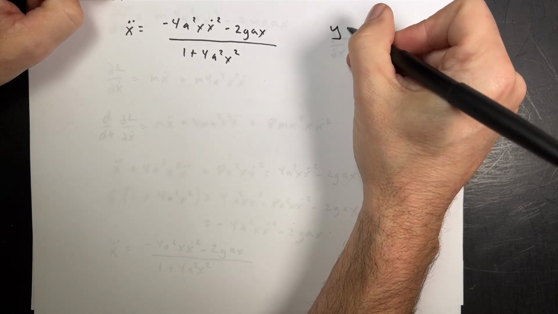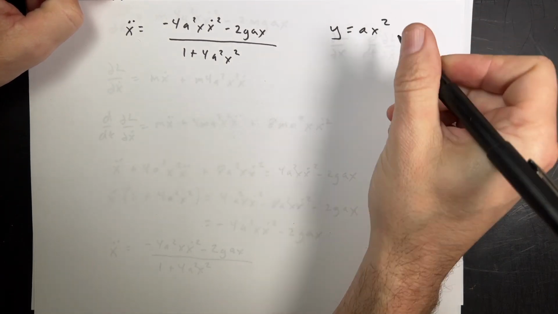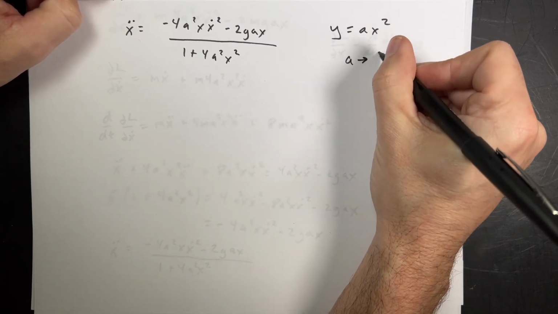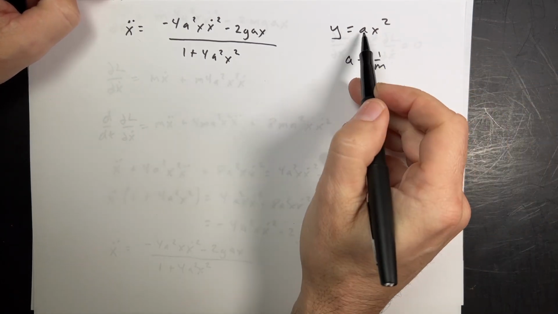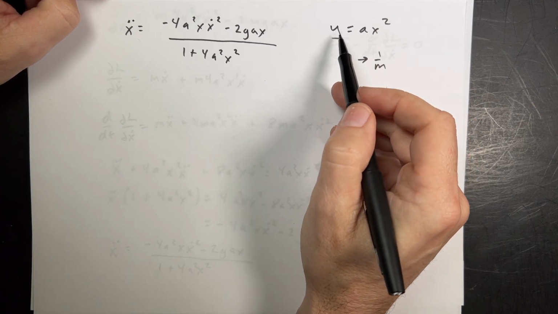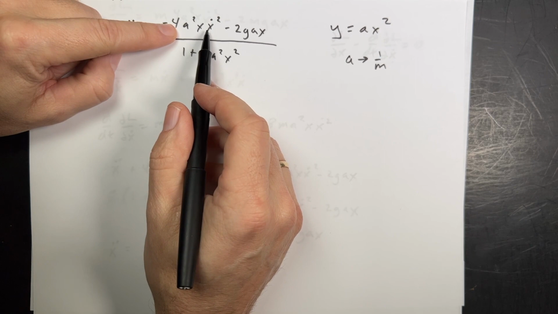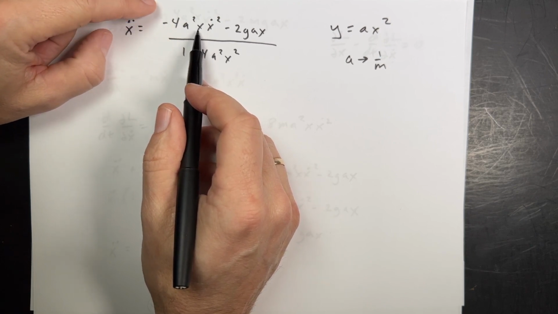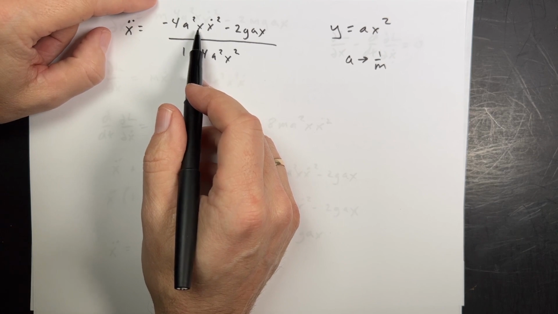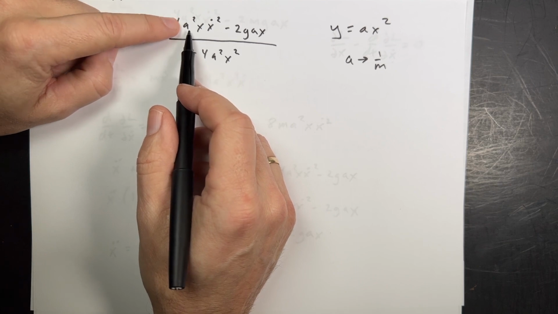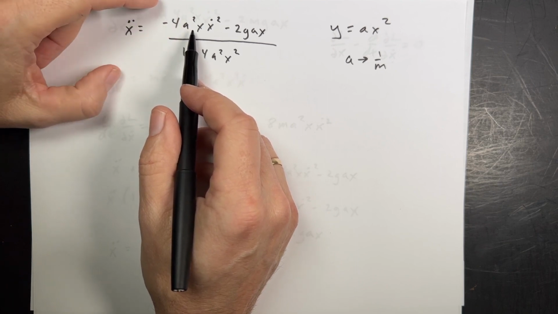Remember, y equals a x squared. So x is in meters, y is in meters. So a has units of 1 over meters, because I have to multiply it by meters squared to get meters. So here I have x dot squared. x dot is meters per second. So it's meters squared per second squared times meters is meters cubed per second squared, and then times 1 over meters squared. So I get 1 over second squared.